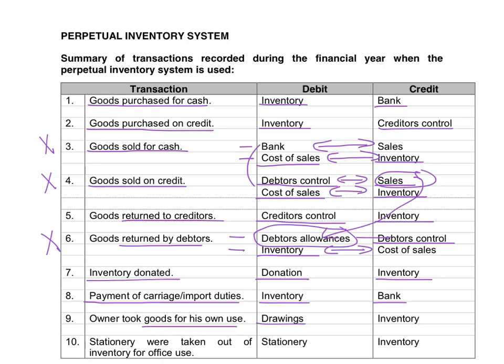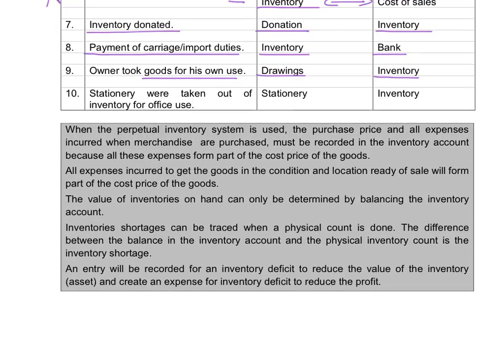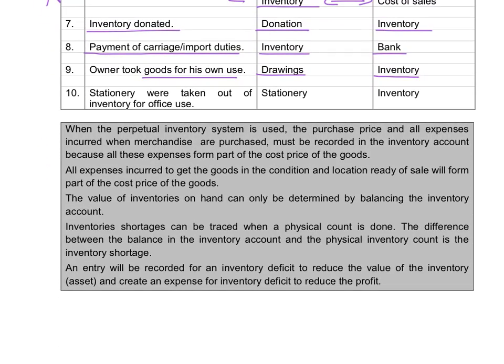If the owner takes goods for its own use, it means the inventory that belongs to the business will decrease, therefore inventory will be credited. If we take stationery out of the business to use in an office or, for instance, for a promotion, then we will reduce our inventory on the credit side and we will create an expense that will reduce your profits.